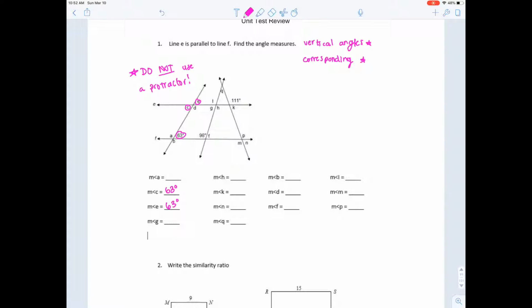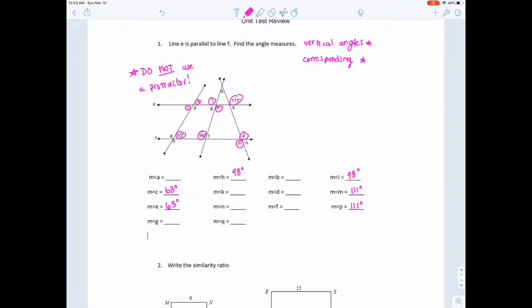Let's see what else. I see this 98 degrees. Angle L right there. That's going to also be 98 degrees. H is a vertical angle to L, so therefore angle H is also 98 degrees. Okay. And we have a 111 degree angle here. Looks like angle P is corresponding. So that's going to be 111 degrees. And then M is a vertical angle to angle P. Where's angle M? There we go. This is also 111 degrees.